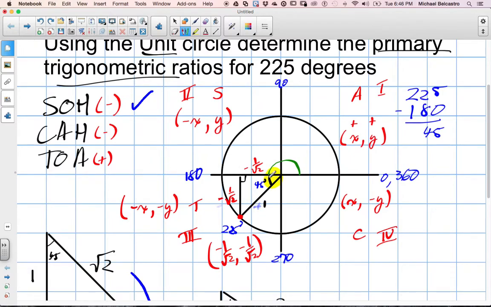For cosine, the adjacent divided by the hypotenuse, we have a negative over a positive. So you have a negative again. And for tangent, you have a negative divided by a negative. Well, that ends up being a positive. So that's why those relationships are happening in those quadrants. All right. Okay?